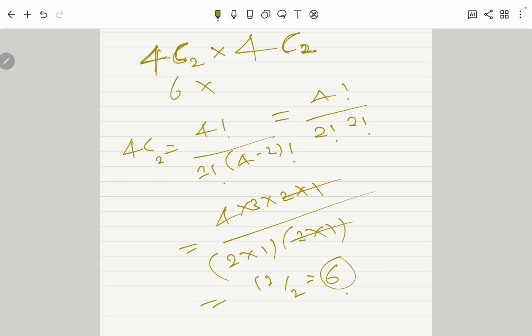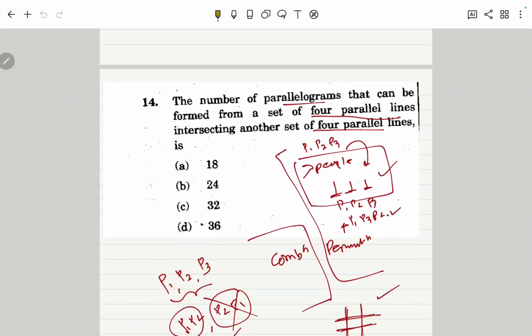So 6 into 6, total 36 ways are there. So our answer is 36.